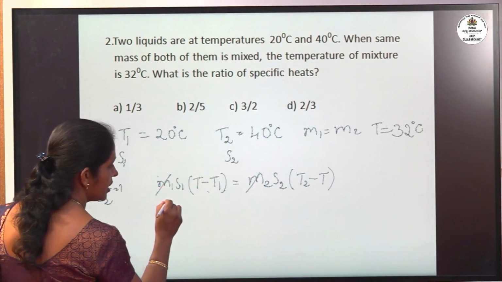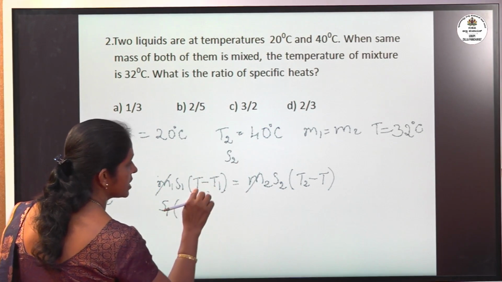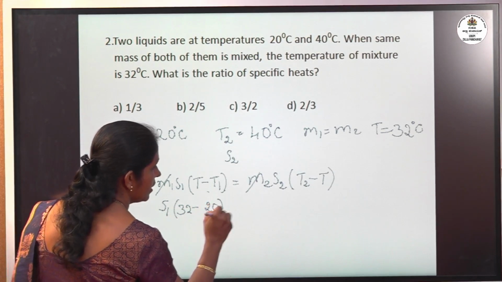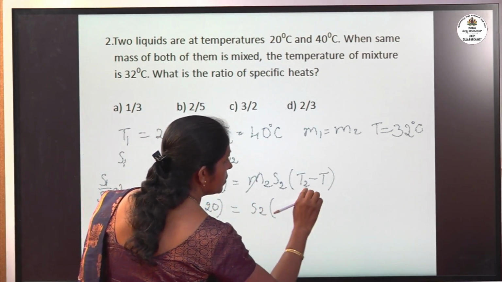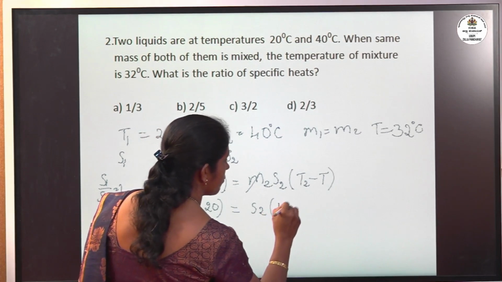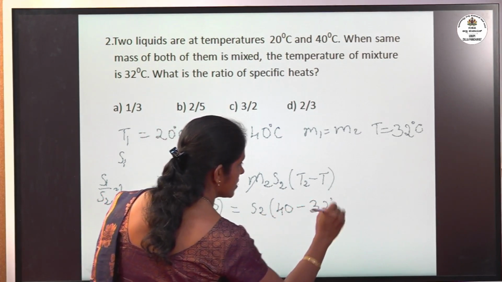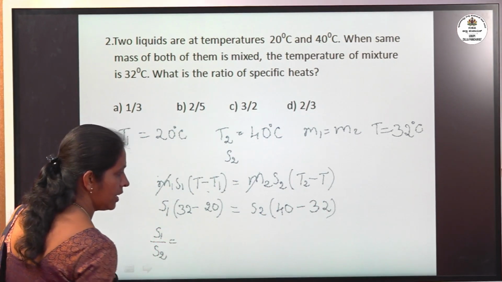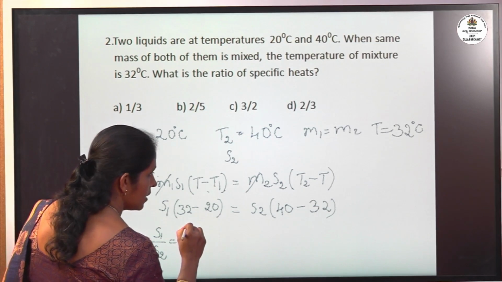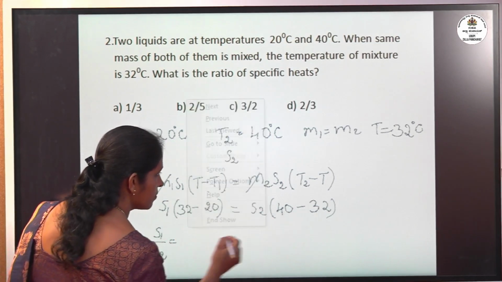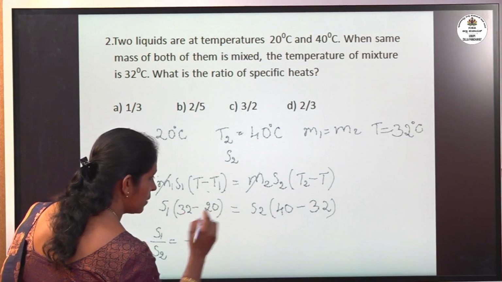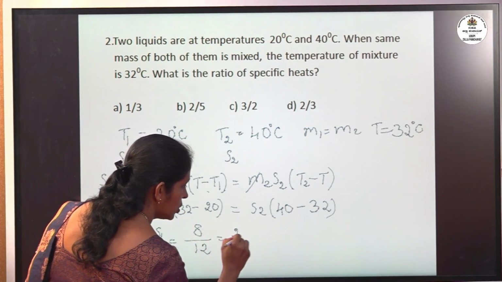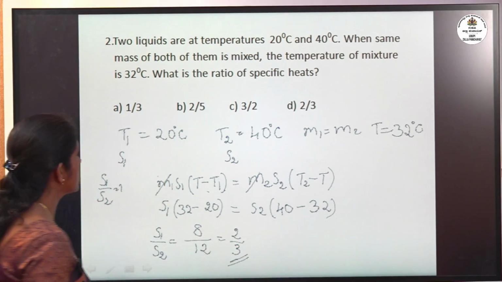Cancel these two. S1 into (T minus T1), where T is the temperature of the mixture, 32 minus 20, is equal to S2 into (T2 minus T). T2 is 40, and T is 32. To find the ratio of specific heats, rearrange the equation. S1 by S2 is (40 minus 32), which is 8, divided by (32 minus 20), which is 12. Cross multiply, and this is equal to 2 by 3. The ratio of specific heat is 2 by 3.